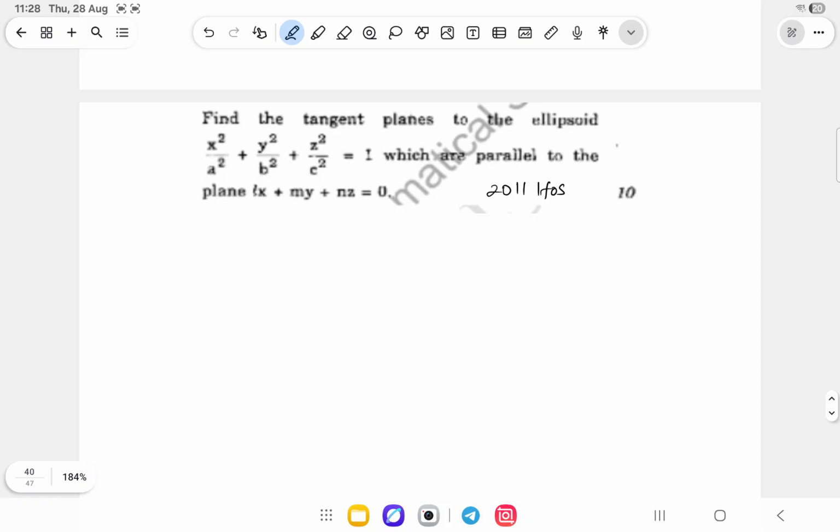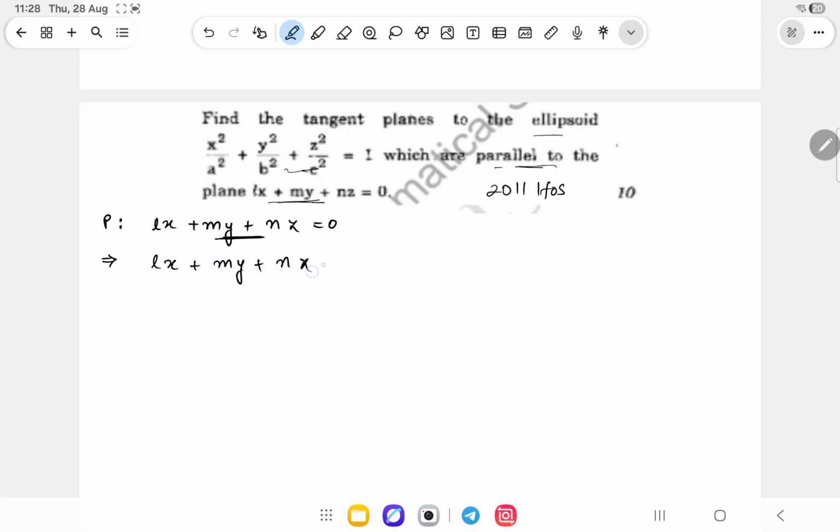So the next question says: find the tangent planes to this ellipsoid which are parallel to the given plane. They have given us the equation of a plane, that is Lx plus my plus nz equals 0. So any plane parallel to this plane will be of the form Lx plus my plus nz equals p, let's say. The question says that this plane is acting as a tangent to the given ellipsoid, x square by a square plus y square by b square plus z square by c square equals 1.